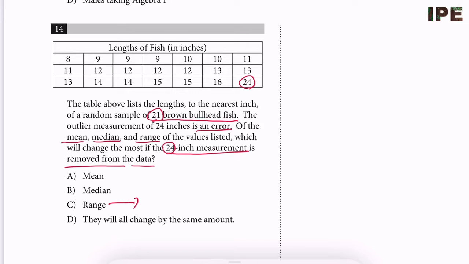Range is the biggest number minus the smallest number. The range of that data is 24 minus 8, which is 16. But if we remove the 24, the second largest number is 16. 16 minus 8 will be 8. How much different? That is negative 8, right? So it's much different. So what is the answer? Range is the answer.